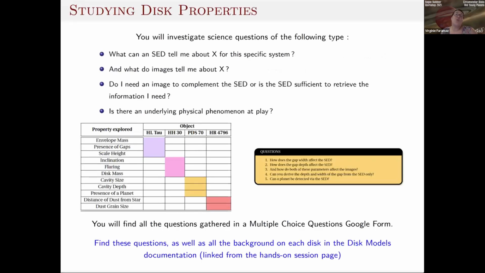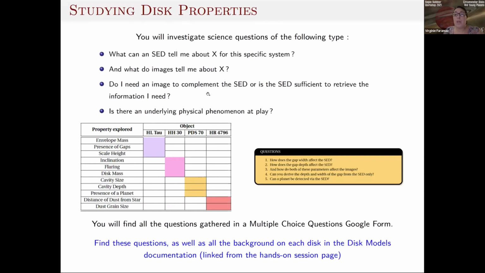So basically, you will investigate science questions of the following type. What can an SED tell me about this parameter for a specific system? What do images tell me about the same parameter? Is the SED sufficient for me to know about this, or do I need to break a degeneracy and need images for that? And is there an underlying physical phenomenon at play?